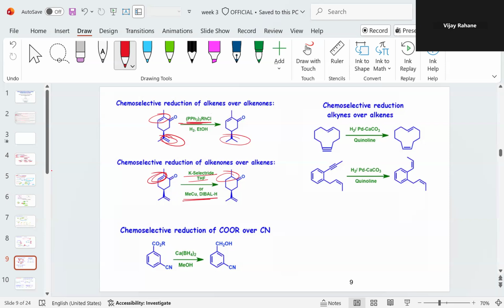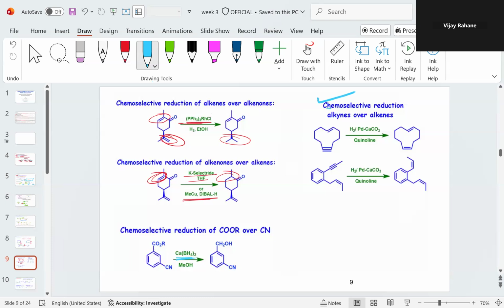Another chemoselective reduction is of the ester or cyanide group. We can use calcium borohydride. It will selectively reduce the ester and keep the cyanide group unaffected. You can also have a look at this reagent. It is very similar to NaBH4 among the reducing reagents; it is not as strong as LiAlH4, but stronger than NaBH4.